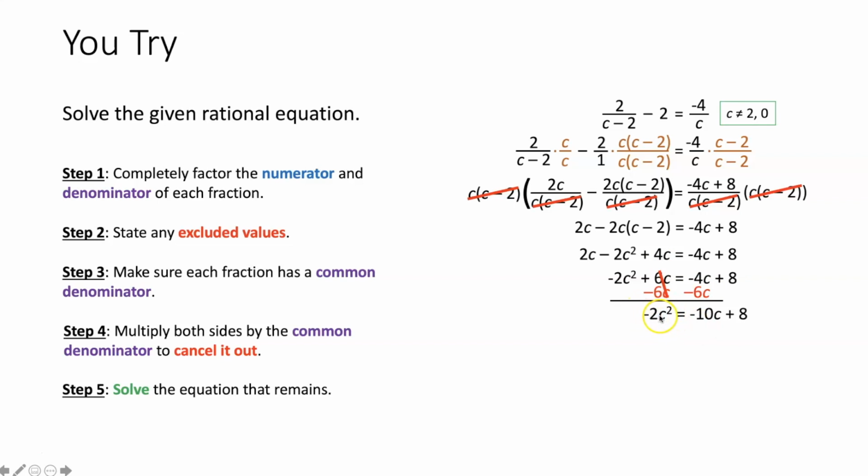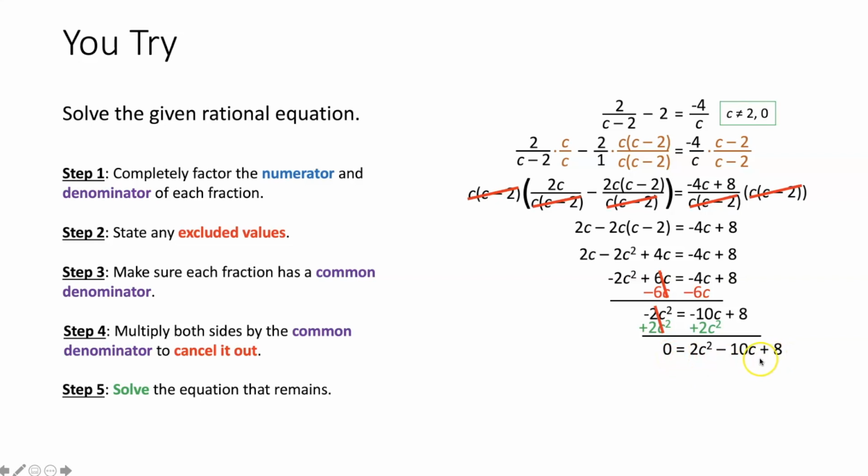I then get this negative 2c squared to this side by adding 2c squared to both sides. And now these cancel each other out. Over here, this is c squared, this is c, so we can't actually add these together. We just put this in the front. And now we have a quadratic trinomial set equal to 0.